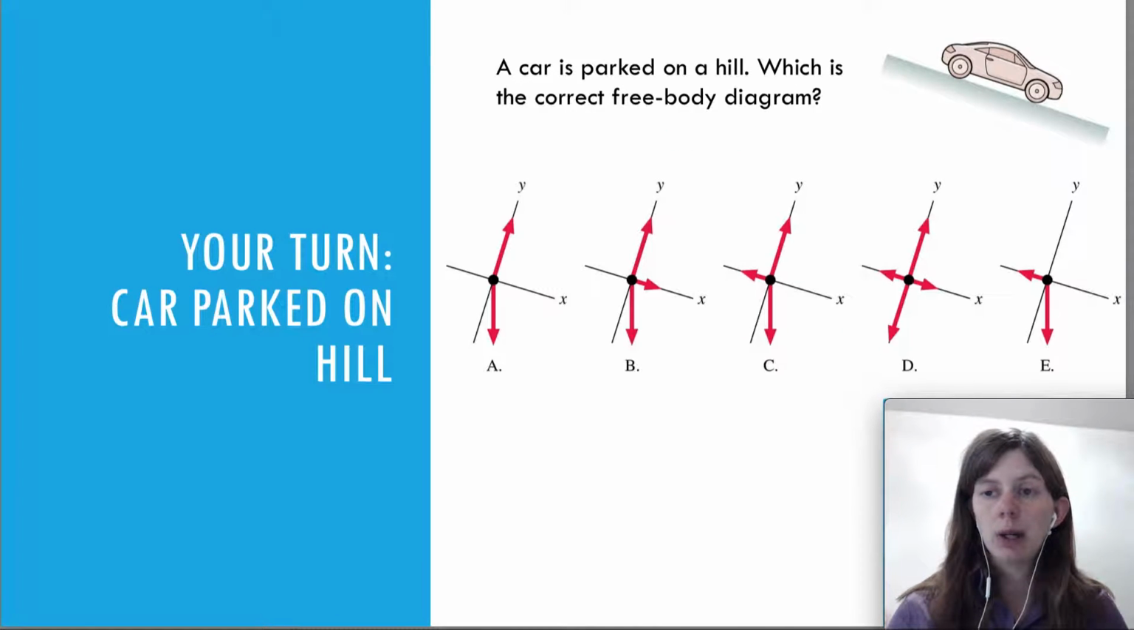Let's take a look at a free body diagram for friction. A car is parked on a hill. Which is the correct free body diagram? This is very similar to what we did in the previous video, but this time it's parked, it's at rest. Just like in the previous video, we eliminate E because there's no normal force. We eliminate D because the weight's not going straight down. We eliminate A because it doesn't show a friction force. And we eliminate B because the friction force has to be in the direction to oppose attempted motion. The car wants to slide down, so that friction force opposes it.